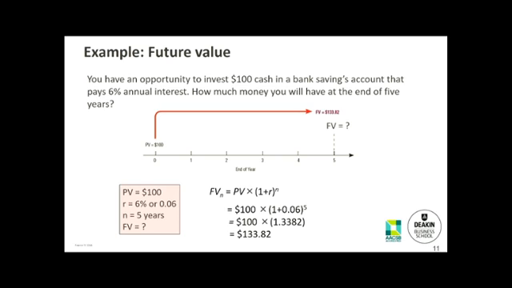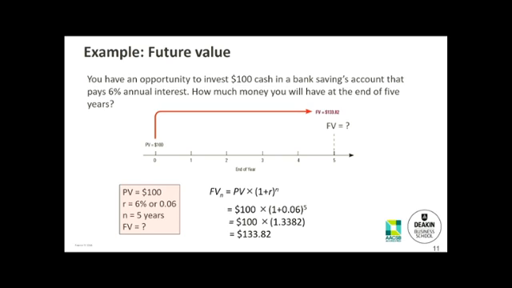Let's see how we do this question. You have an opportunity to invest $100 into a bank that pays 6% interest annually, so an annual interest rate every year. How much money will you have at the end of 5 years? A typical example about future value, right? I invest the money into the bank today for 5 years. How much money will I have in my pocket in 5 years' time?